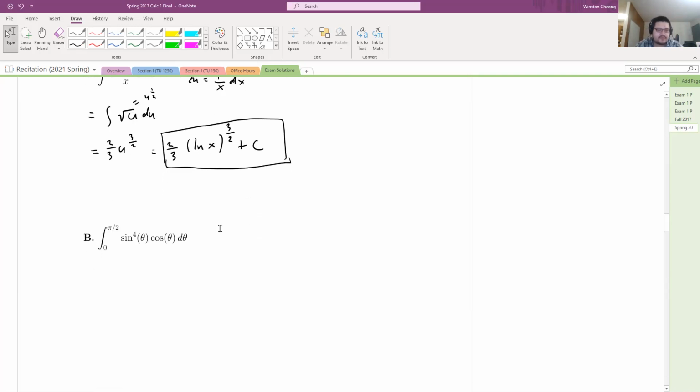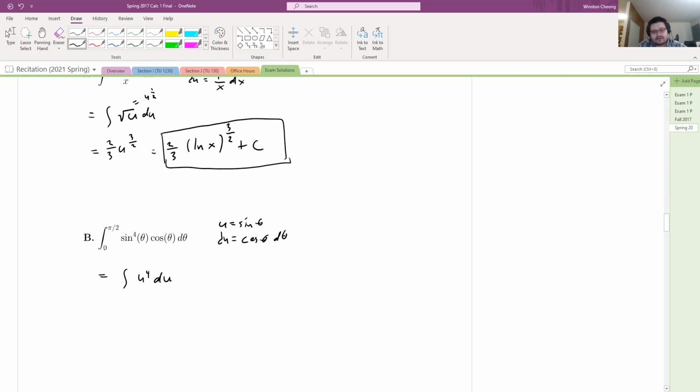B, this is also a u sub problem. So the fact that you see sine and cosine, one of the things you should instantly think is that the derivative of sine is cosine. And so if you let u equal sine of theta, then this is going to simplify to the integral of u to the fourth power, right? du ends up being the cosine of theta d theta. So this is a good substitution to perform. We get u to the fourth du.